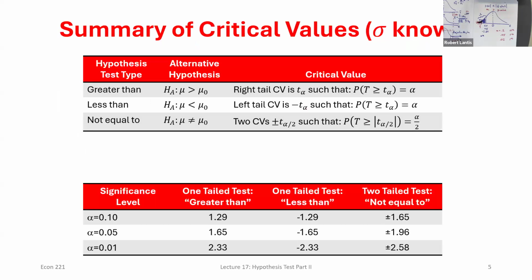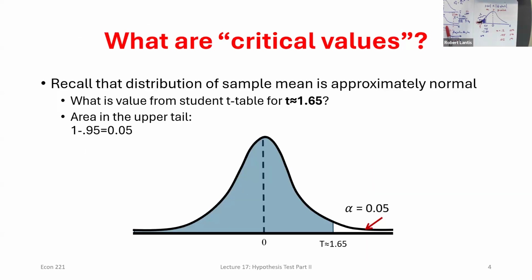So I have a summary here, but just to point some things out. When I'm looking up these critical values, for instance, if I had a left-tailed test, what would the critical value that corresponds to this alpha of 0.05 be? Negative 1.65. It's a symmetric distribution.